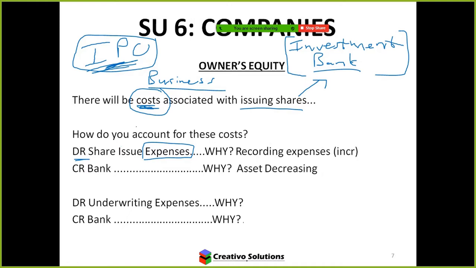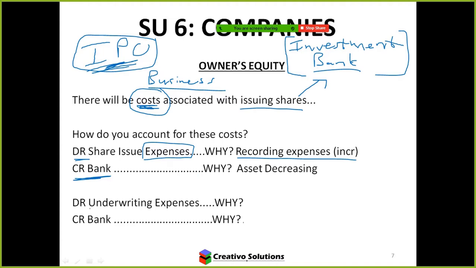Okay, so how do you account for those costs? Well, if you have issue costs when you're selling shares or raising capital, you would record an expense. You would record a debit against the share issue expenses. And if you're paying those expenses, your bank will obviously be affected negatively.